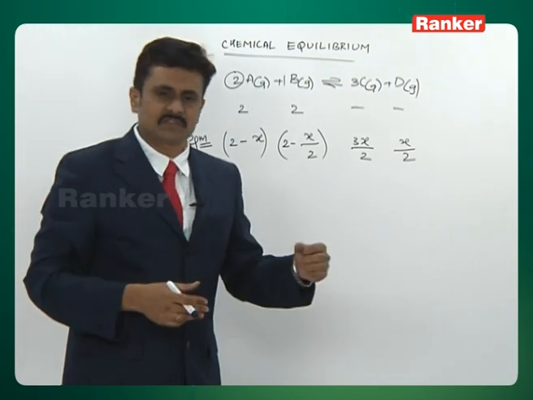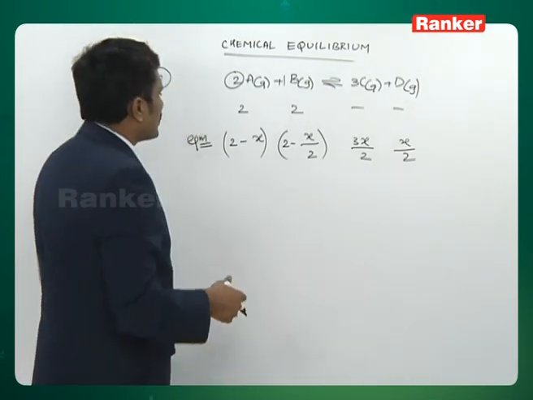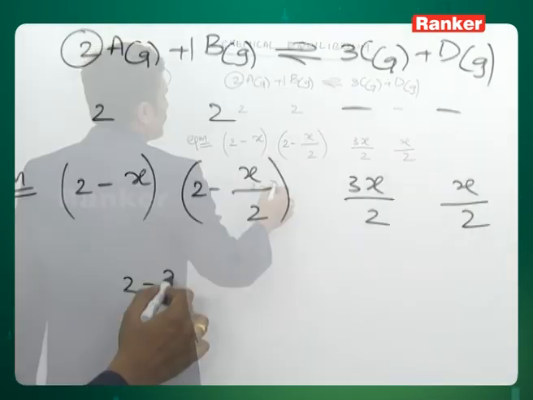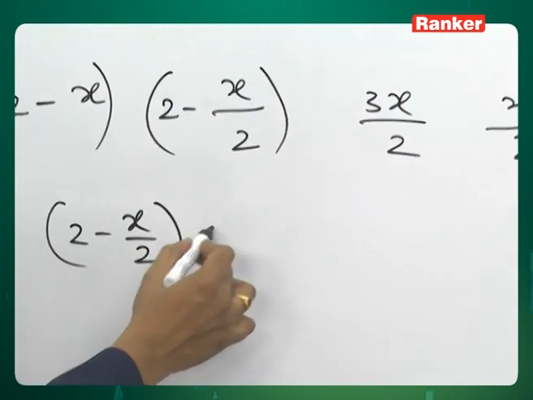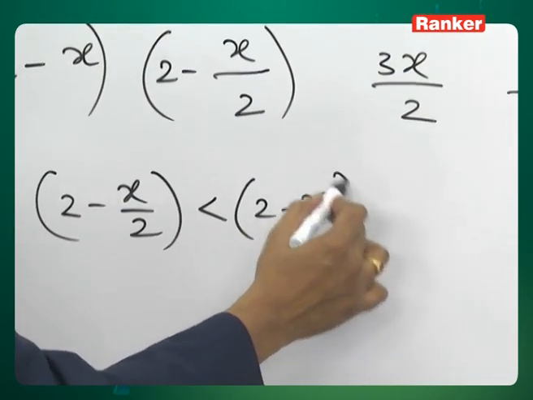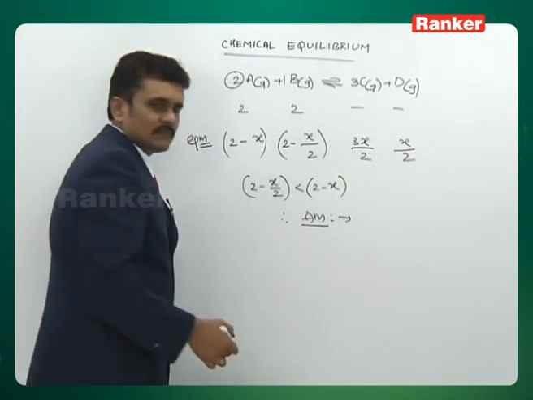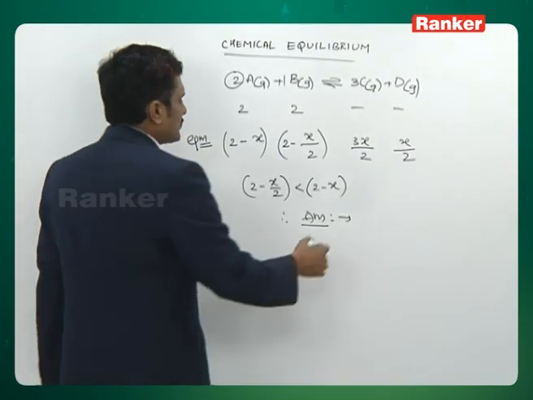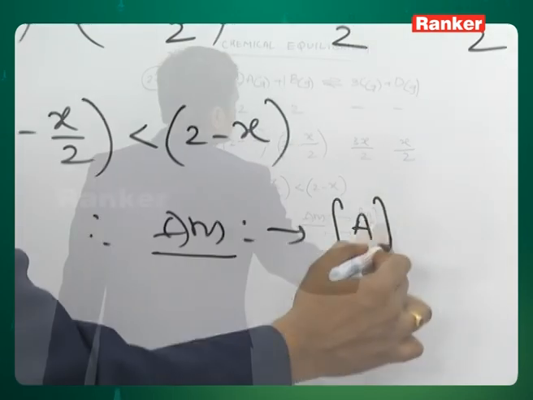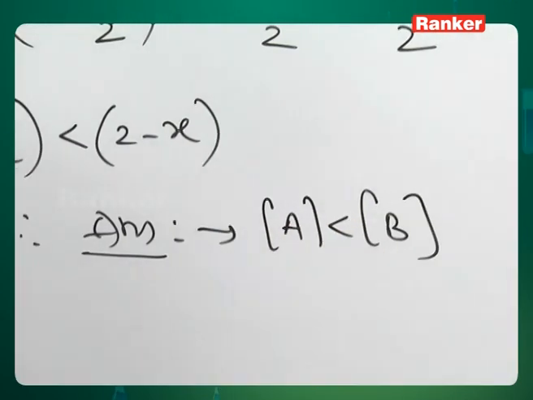Now, during the course of the reaction, you can see that 2 minus x by 2 is always less than 2 minus x. So, therefore, the correct answer for this question will be that the concentration of A is less than the concentration of B.